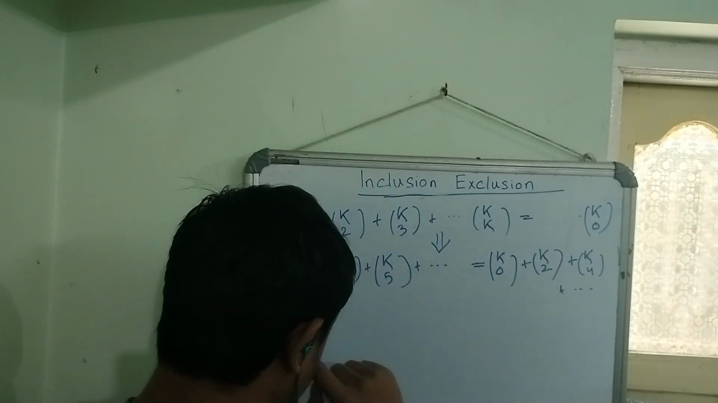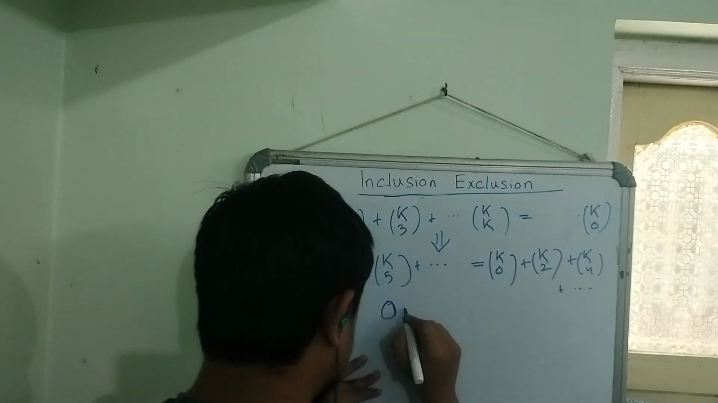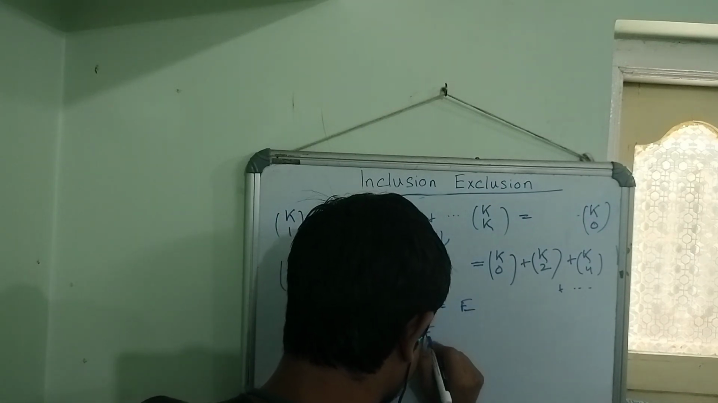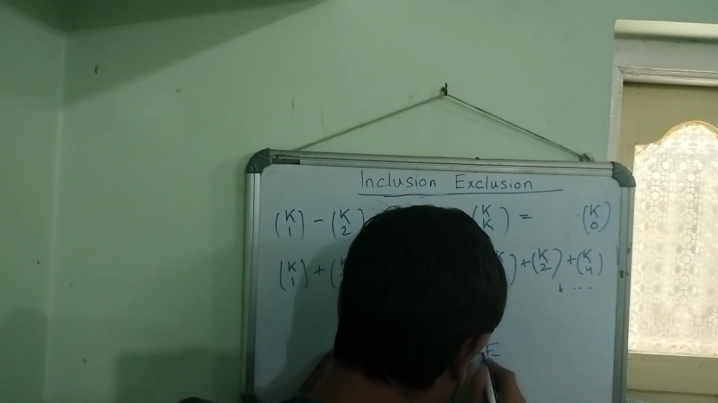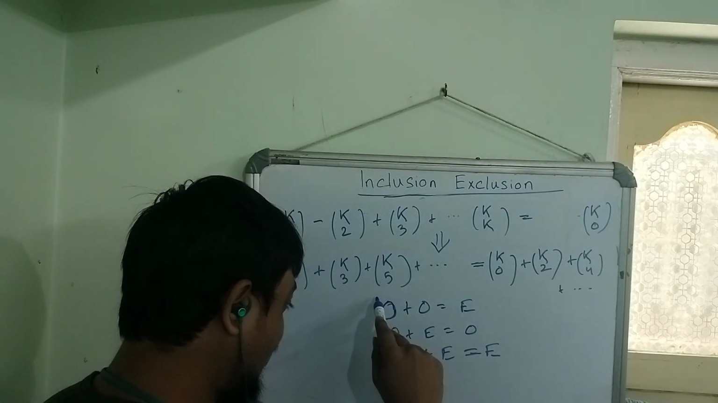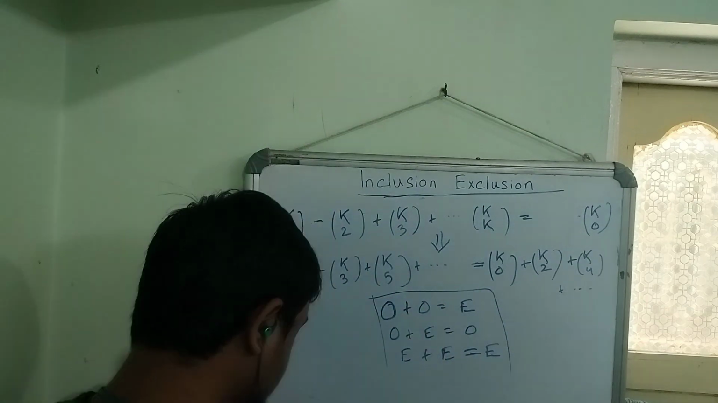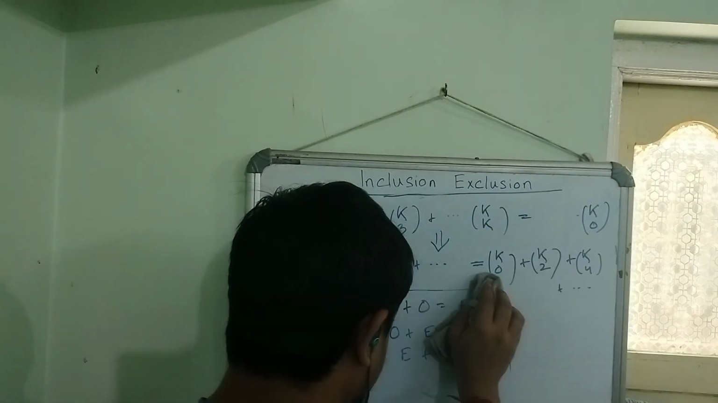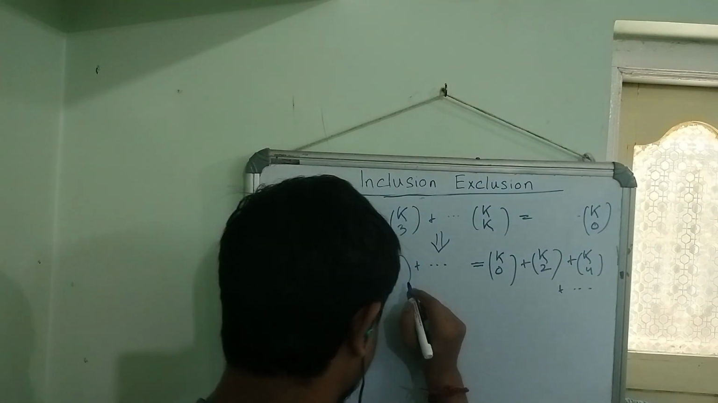Before going further, I'm going to highlight these points. You all know this stuff, but still I'm going to highlight: odd plus odd is equal to even, odd plus even is equal to odd, and even plus even is equal to even. Okay, this is not zero, this is odd. I'm highlighting these because I am going to use only these facts to prove this. So let's now see how to go forward.